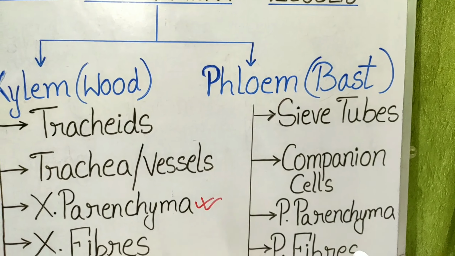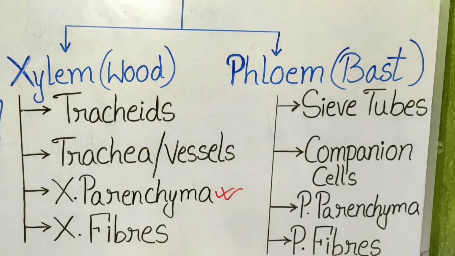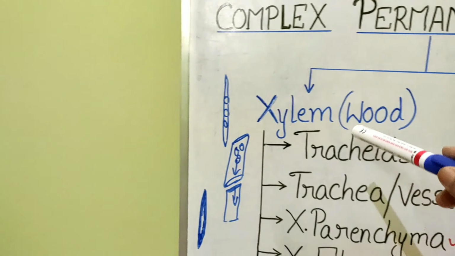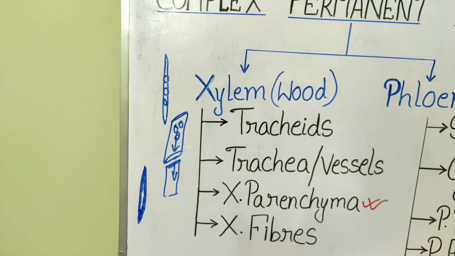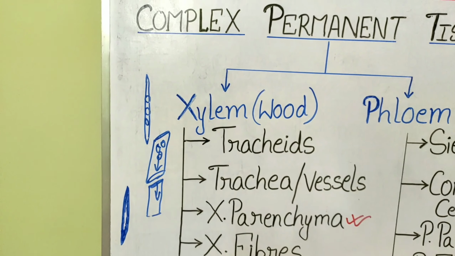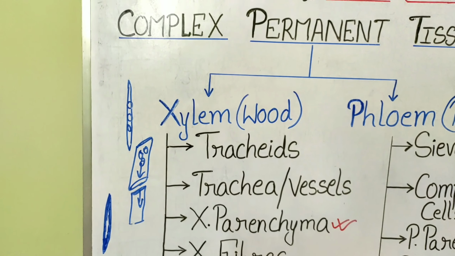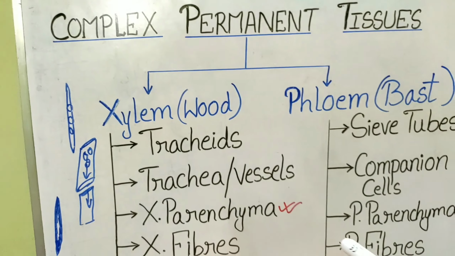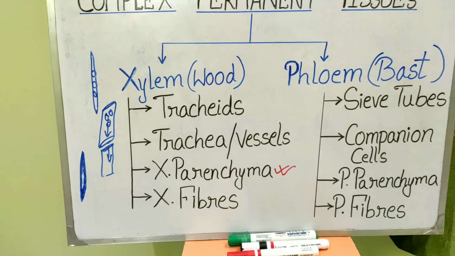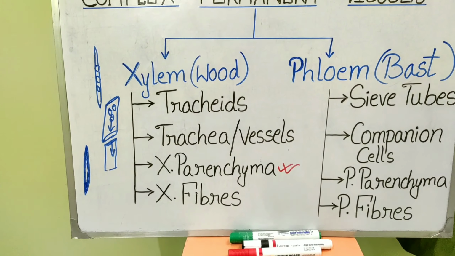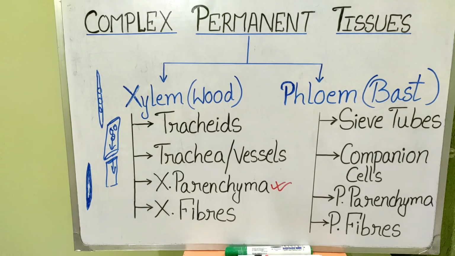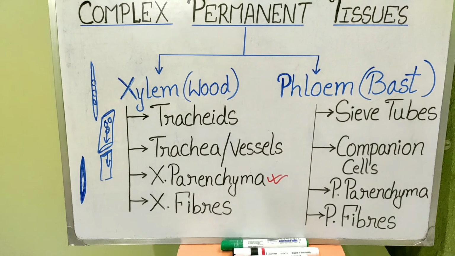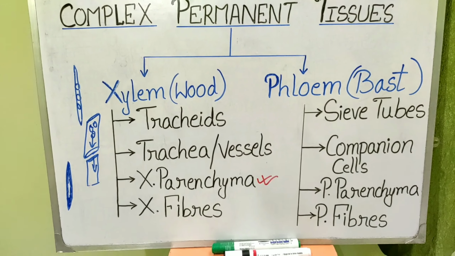The substances are moved in the plant's body bidirectionally with the help of phloem, whereas the water and minerals move with the help of tracheids and trachea unidirectionally, that is from the roots to the leaves. So these are the complex permanent tissues discussed in your NCERT syllabus, and I hope you have understood the components of the complex permanent tissues well.